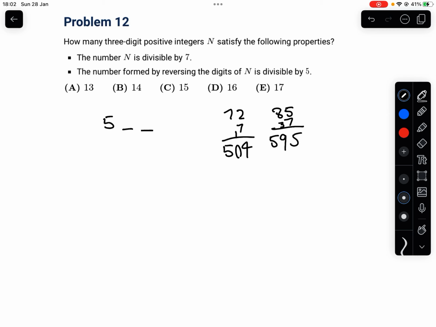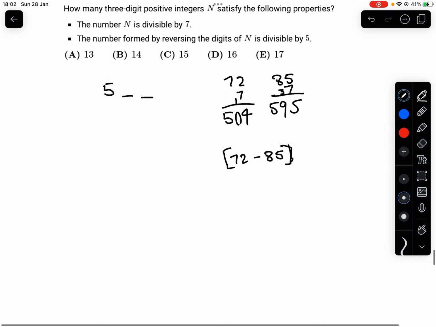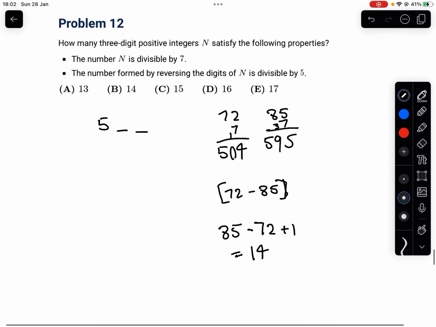So basically it's going to be all the integers from 72 to 85 inclusive. So our answer is just going to be 85 minus 72 plus 1, which gives us 14. So the answer is B.